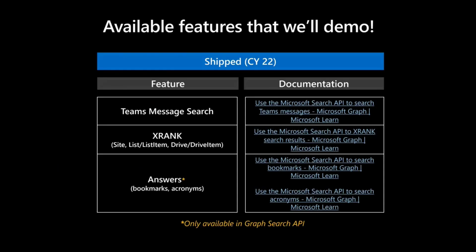The features that we are going to show you, we've recently shipped, and these features include the ability to search Teams messages. We also have shipped an ability to use powerful ranking to rank your search results, and we also support certain answers types, and all this documentation is live. What I've noted here in yellow is that there are some capabilities that we're exposing in this search API that are really unique to this API, and that's what differentiates it.